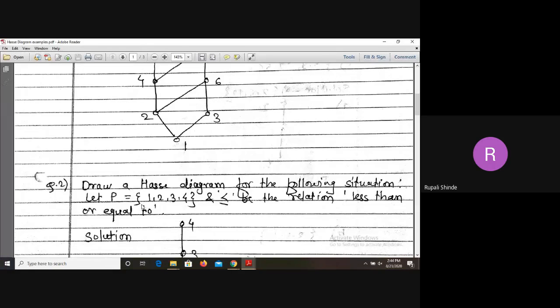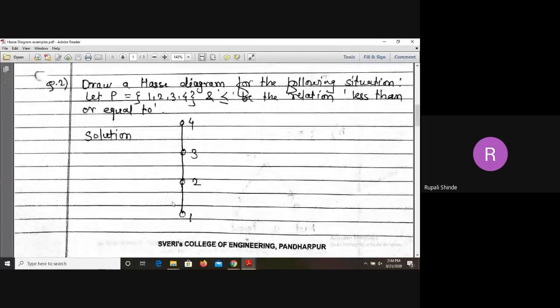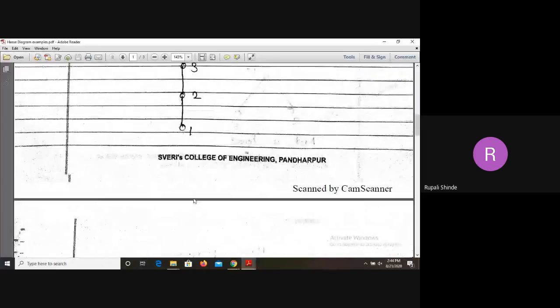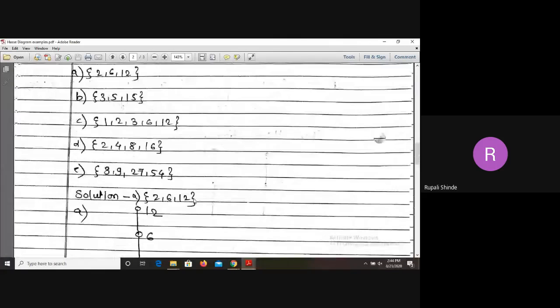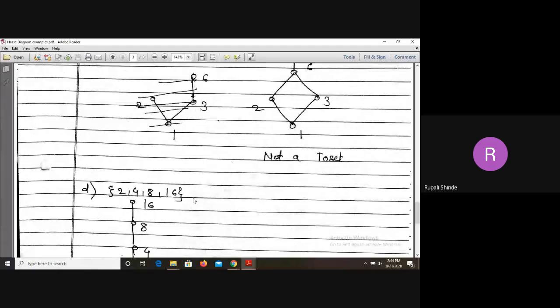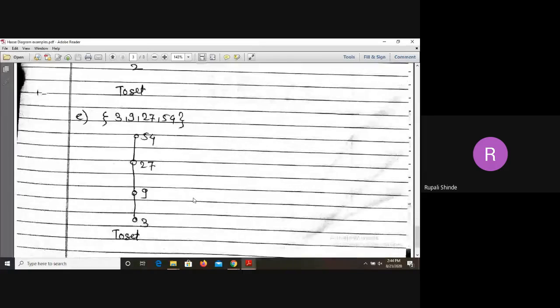Again, in this second question, 4 elements are given and these elements we have to place by using the relation less than or equal to. Again, we have seen 1 is less than 2, 2 is less than 3 and 3 is less than 4. That's why this diagram will be like this. Again, it forms a chain of elements. So this is a toset. I think all these examples we have seen.